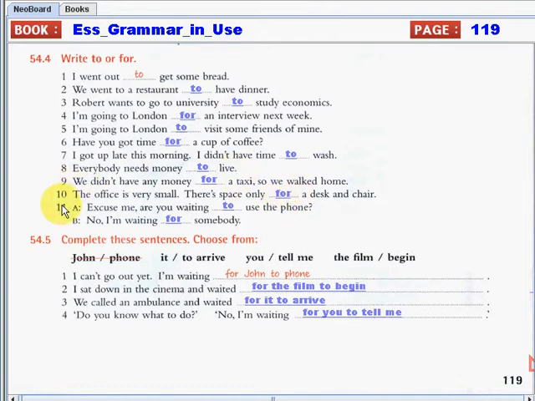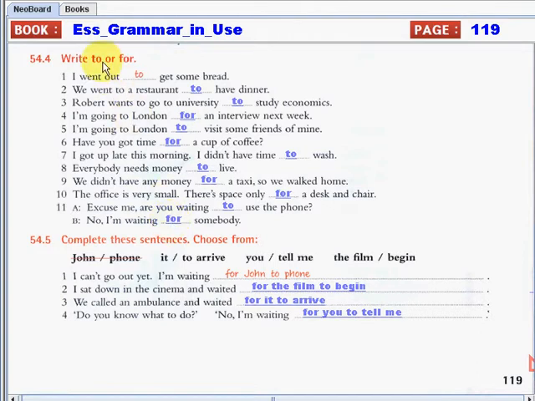And number 11, excuse me, are you waiting blank use the phone? Okay, so use is the verb, so we will use the word to. Next is, no, I'm waiting blank somebody. Okay, so there is the aim, so we should not use the word to. Instead, we should use the word for because of the rule about that. Okay, so don't forget how to use to and for.